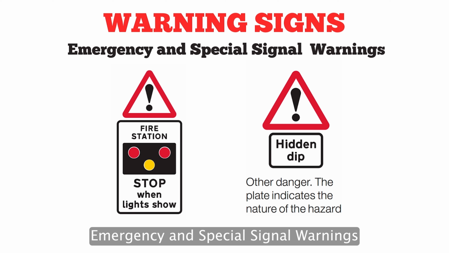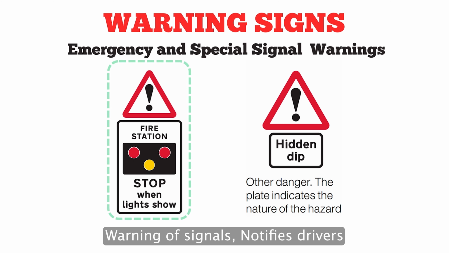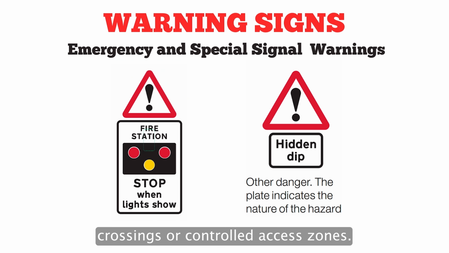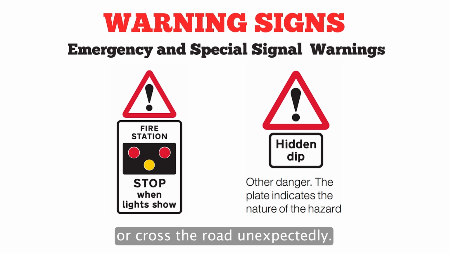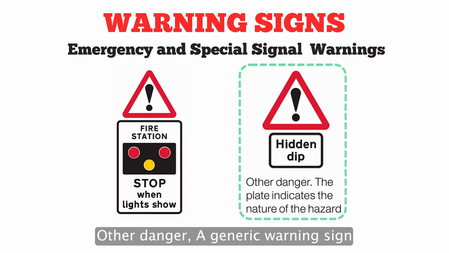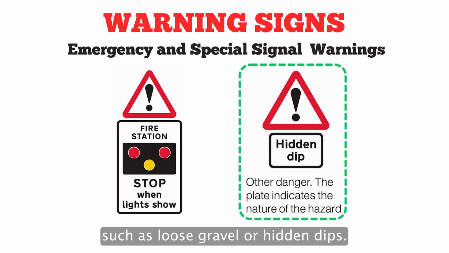Emergency and special signal warnings. Warning of signals notifies drivers of upcoming emergency signals, such as railway crossings or controlled access zones. Fire may be varied to ambulance or police, indicates emergency services have priority in the area and may enter across the road unexpectedly. Other danger, a generic warning sign where an additional plate explains the specific hazard, such as loose gravel or hidden dips.